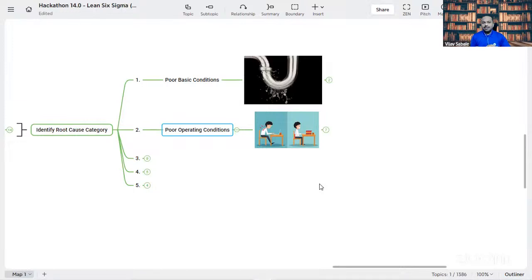So poor operating conditions are situations which are not as per the design of the machine or software or anything, right? And because of that, the problem is getting created. Do you know what things we can deploy here so that we can fix the poor operating conditions?